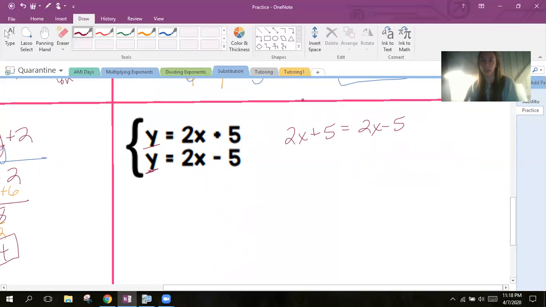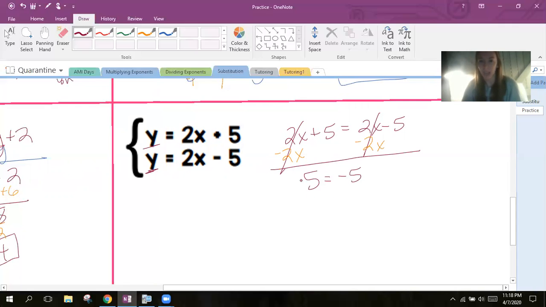Again, we have to get our x's to one side and our numbers to the other side. Let me see how I did my notes. I'm going to take this 2x and subtract it from this side, because I'm moving all my x variables to this side. So that cancels: 2x minus 2x is 0. Then I'm left with 5 equals negative 5.